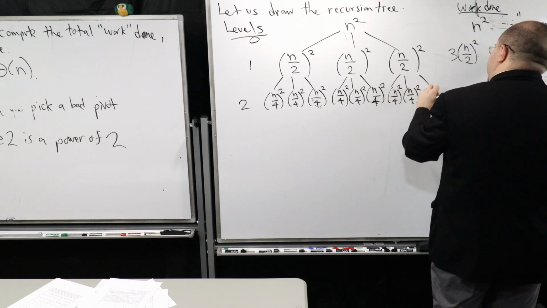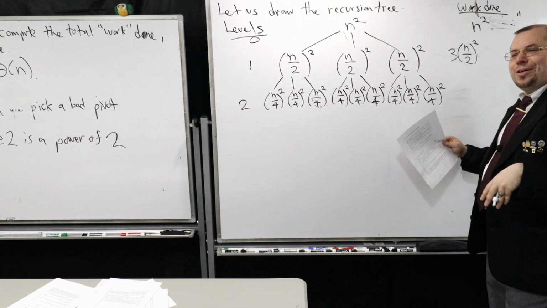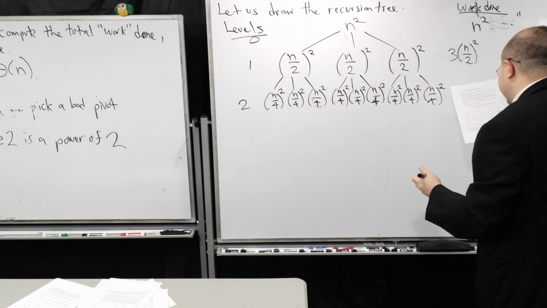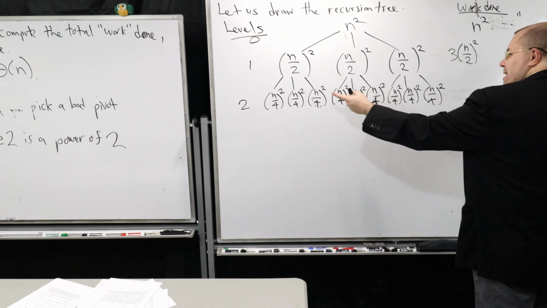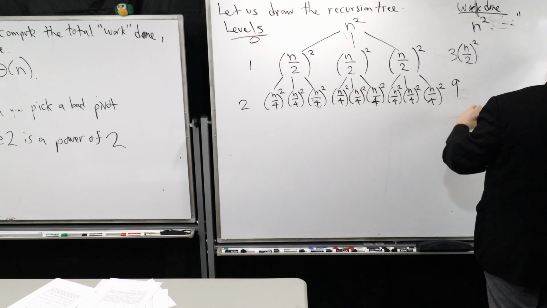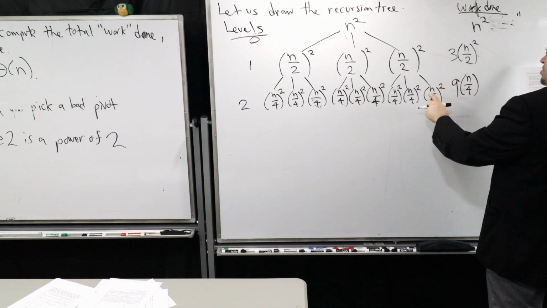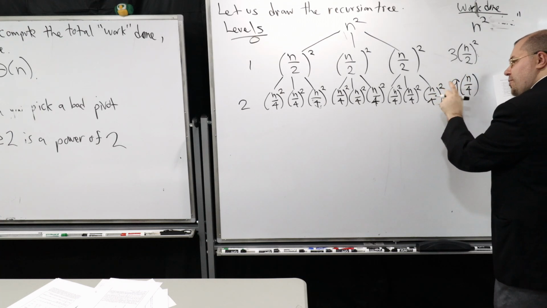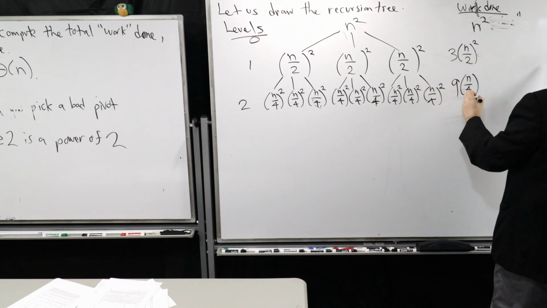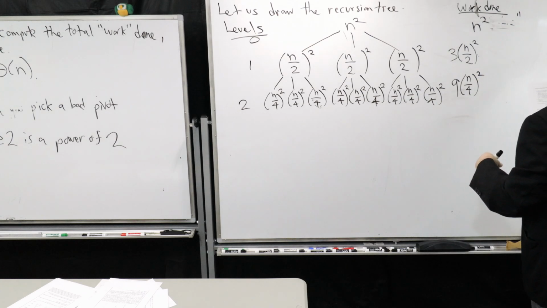So I'm just writing out each one of these. If I went down another level, you might have a lot more nodes. So how many do I have here? I have 9 of these. Each one is of size n over 4, so the amount of non-recursive work that happens at this call is n over 4 squared. So I have 9 of those, and this is what I have so far.